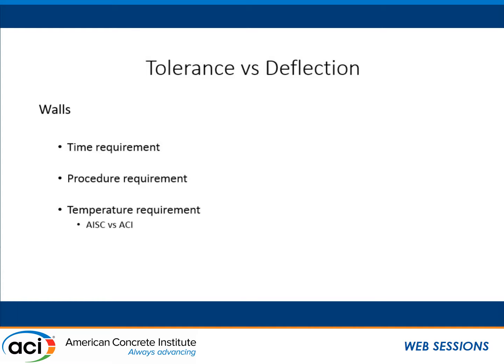AISC, those sneaky guys, when they set up tolerances, they do what? Yes, they seem to think temperature is important. How dare they consider that, right? We don't. If it's 40 degrees out, we don't care. Let's measure. If it's 100 degrees out, we don't care. Let's measure. If the sun's shining on the wall and the wall might be bowing a little bit, it's time to measure, right? So we've got a few things that we might want to consider here. I hate to say we need to get as smart as the steel people, so I won't go that far.